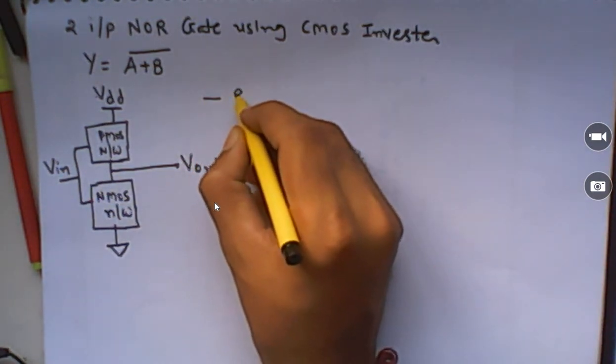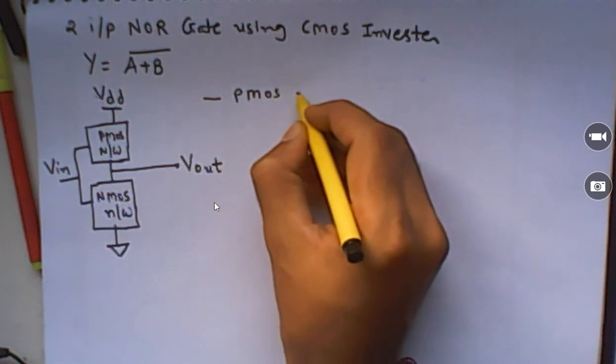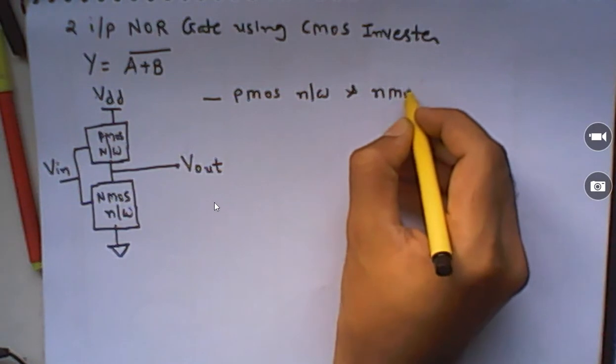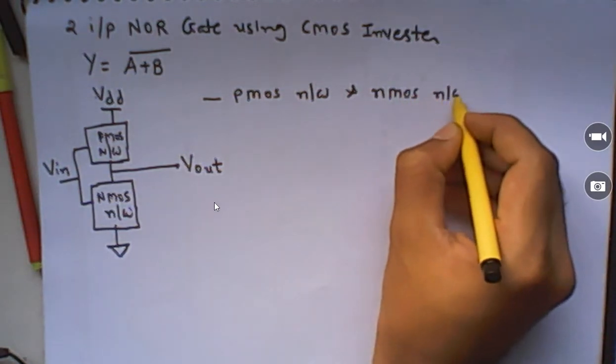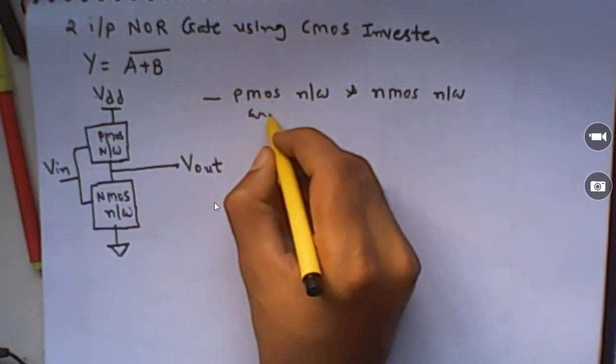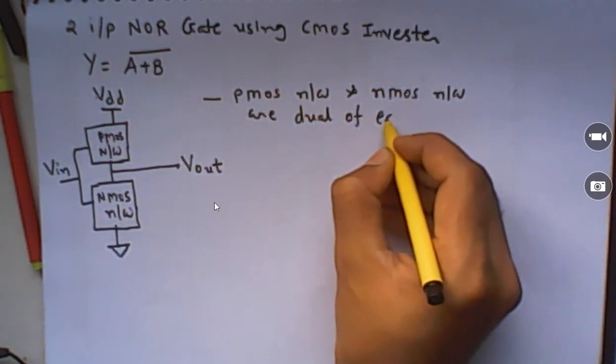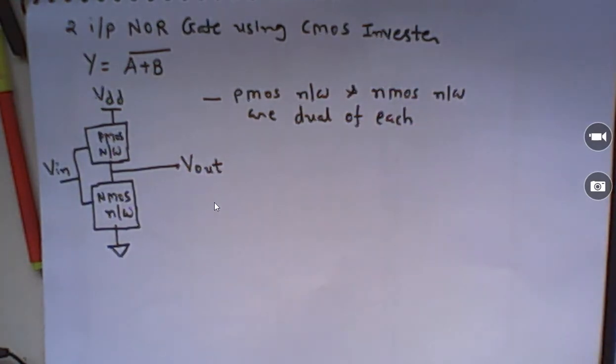Here we want to implement (A plus B) bar, and the PMOS and NMOS networks are always dual of each other. So if we know the NMOS network, we can find the PMOS network, right? By finding the dual of the graph of the NMOS network, we can find the PMOS network graph.